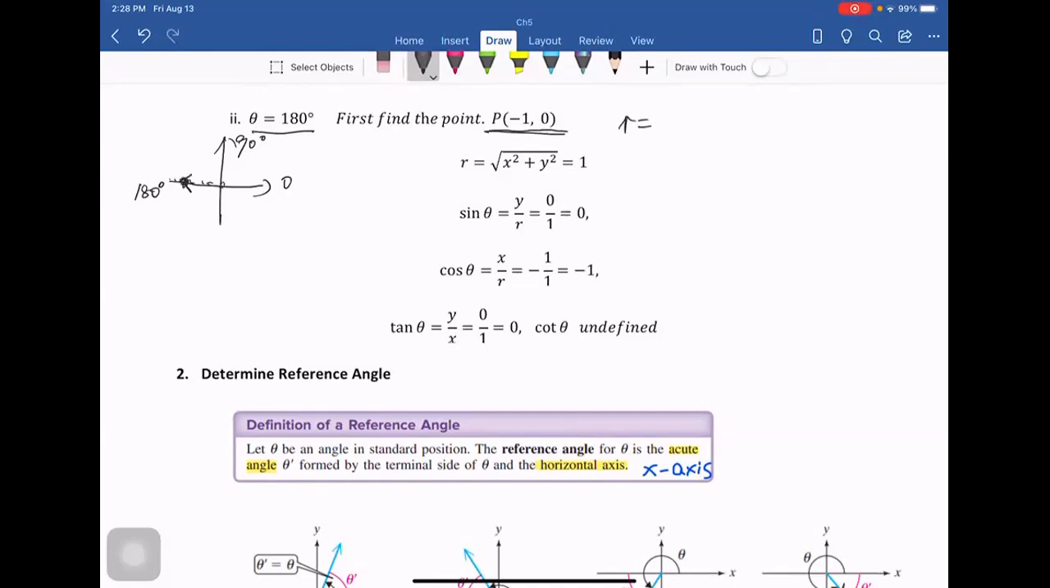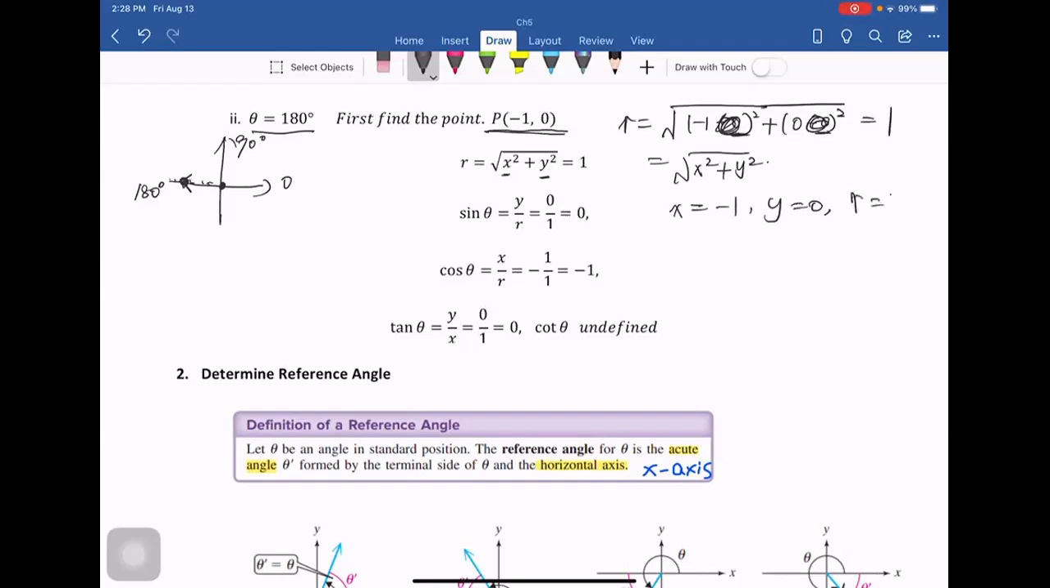From this point to this point, the distance is what? It is -1 subtract the 0 squared plus 0 subtract the 0 squared, that's 1. You can also use x squared plus y squared, because 0 here is nothing, just like you subtract nothing. That's the x squared plus y squared. Okay, right now we have x equals -1, y equals 0, and r equals 1.